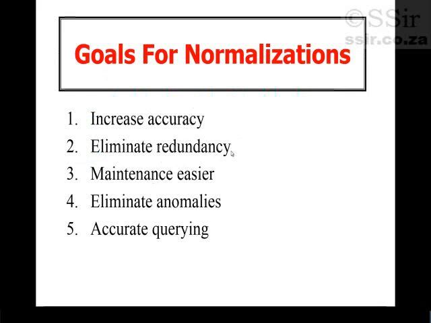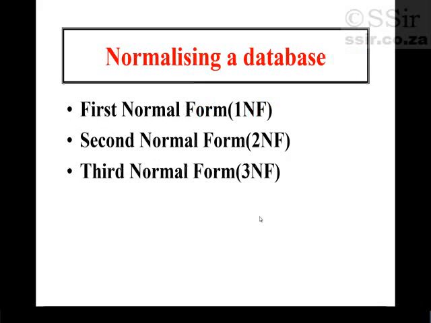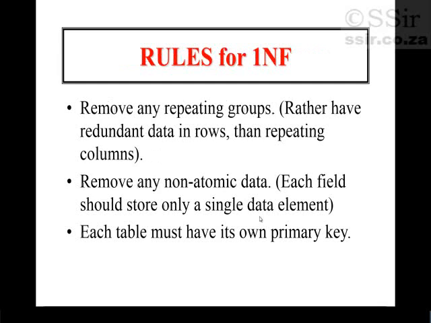There are higher fourth and fifth normal forms as well, but that's outside the scope of this course. So our goals for normalization are that we want to increase the accuracy of our database, eliminate redundancy, that means data that is stored more than once. We want maintenance to be done easier, we don't want any anomalies, and we want our queries to run smoothly and accurately. So let's look at first normal form, second normal form, and third normal form.